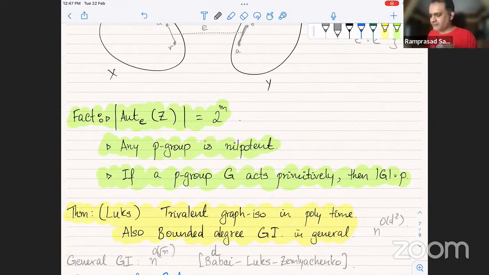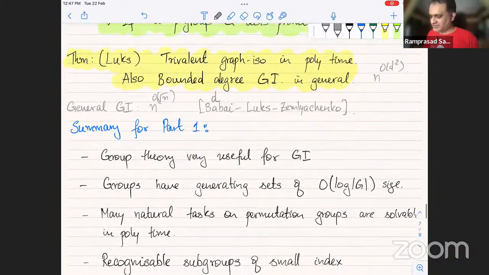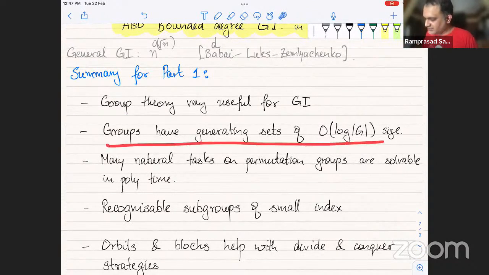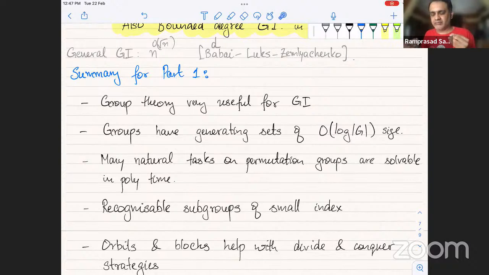But the key ideas we have already seen, and maybe this is a good point to stop. So since this is the last lecture, let me just summarize all that we have seen in part 1 of the course, which is that when you're working with problems like graph isomorphism, it turns out group theory is very, very relevant. Because groups have generating sets of much, much smaller size, you could talk about computational problems involving massive subgroups of S_N. And surprisingly, many of these natural tasks turn out to be solvable in polynomial time.